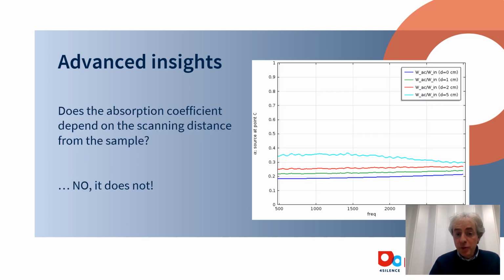So here you see the absorption coefficient for these different distances. So if we would measure exactly on the wall, then our method would indicate a 20% absorption coefficient. But if the distance increases, you see it can even go up to 35% of absorption. So would that mean that the absorption coefficient depended on the scanning distance from the sample? No, that's not the case.